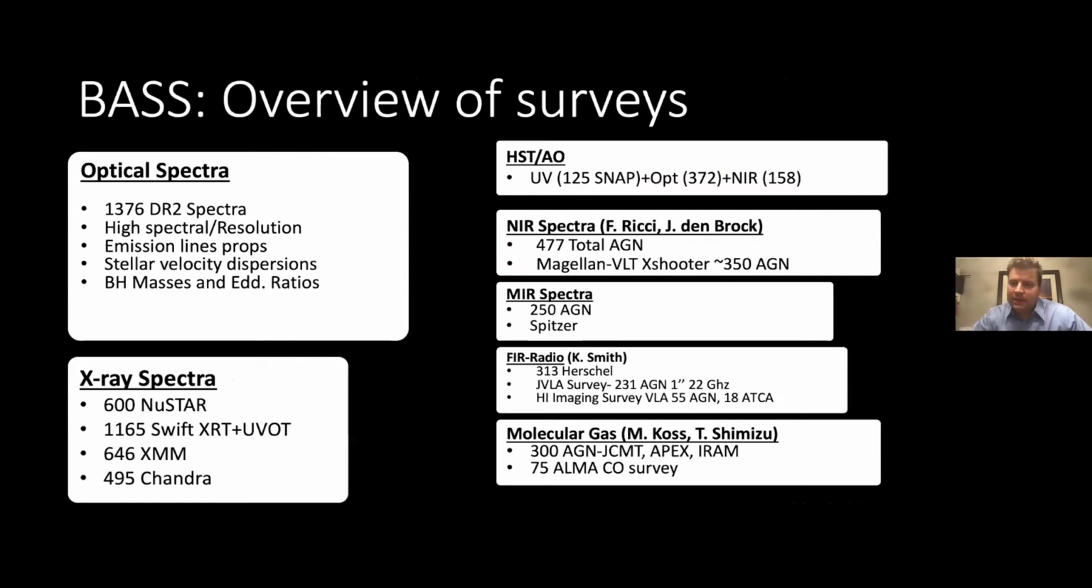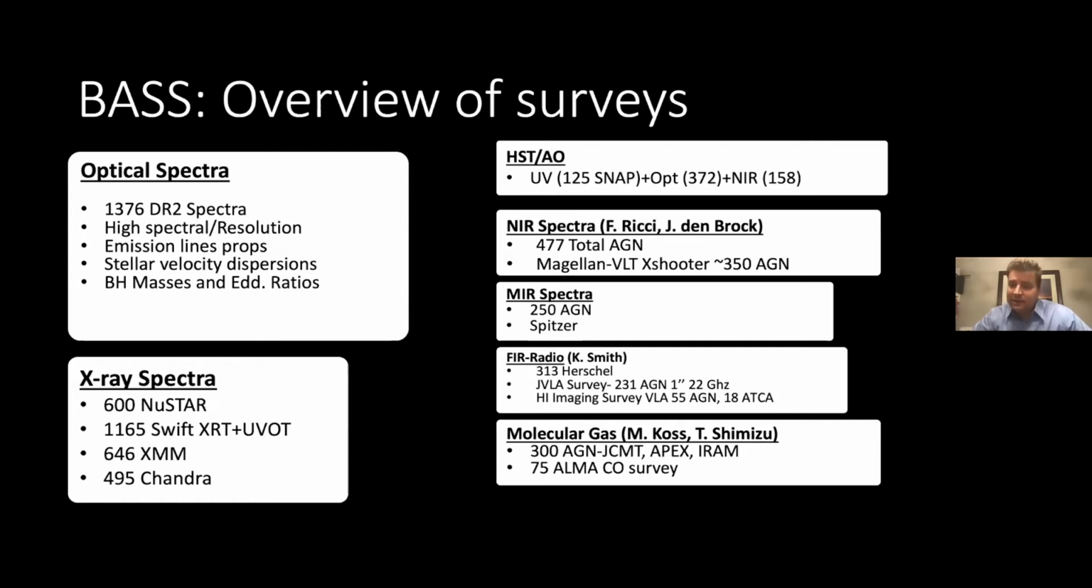To give you an overview of what we're trying to do in BAS, it's really to get the full multi-wavelength picture of black hole growth. I'll tell you about the optical spectra and our second data release. We're getting high spectral resolution, so we can get velocity dispersions and also measure all the emission lines. In the second data release, we really have 95% of black hole mass measurements using velocity dispersions or broad H alpha or broad H beta.